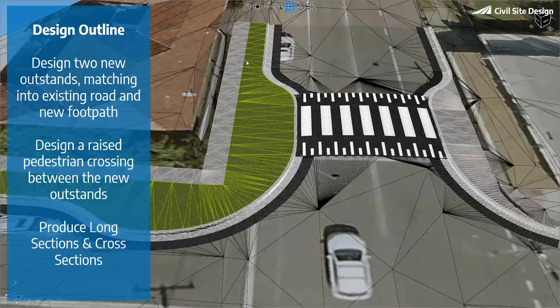And in actual fact, I might as well pull up this rough design outline. It's almost an agenda of what we're going to be doing today. So designing two new outstands, one of them has just been done. In theory, we're going to be matching into the existing surfaces. We're going to be adding a new footpath, which will be constrained by an existing boundary. Following that, we're going to be creating a raised crossing between the two new outstands. And in a nutshell, we're going to be creating three separate models. Once we've done that, we're going to be producing long sections and cross sections. Really, this is the output part of this particular webinar.